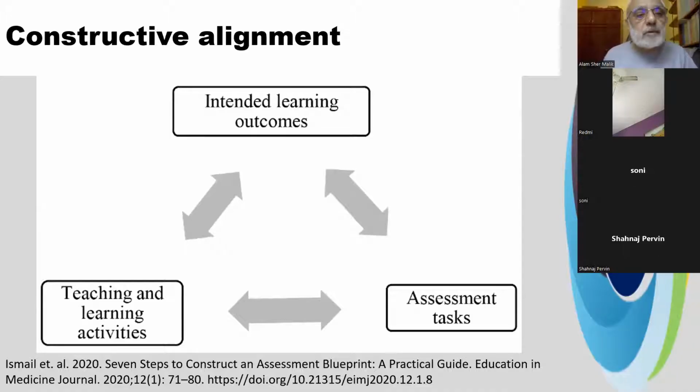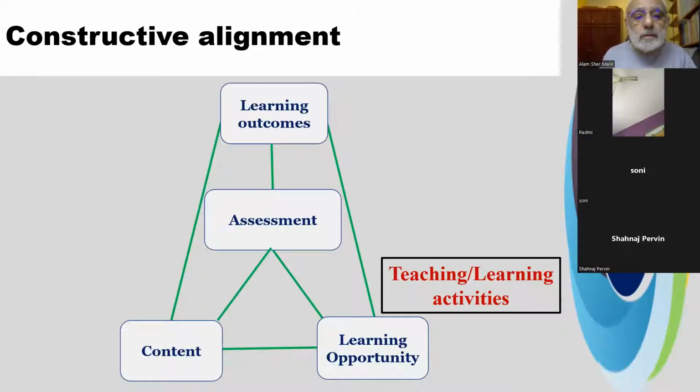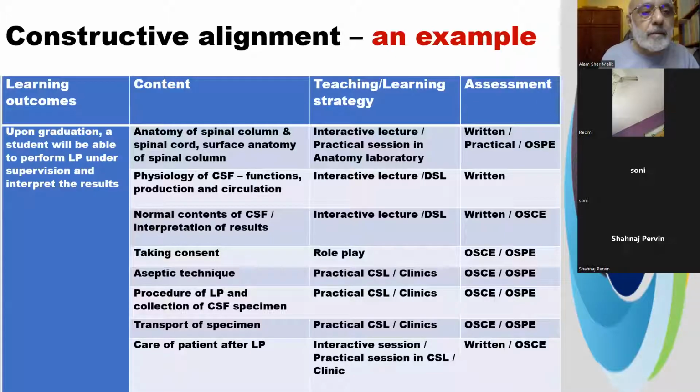Coming to the concept of constructive alignment, there has to be a clear linkage between intended learning outcomes, teaching learning activities or methods, and assessments. Another view is having a clear link between learning outcomes, the content, the teaching learning methods, and the assessment. Here is an example. The learning outcome, for example: on graduation, a student will be able to perform lumbar puncture under supervision and interpret the results. So this is our learning outcome after graduation.